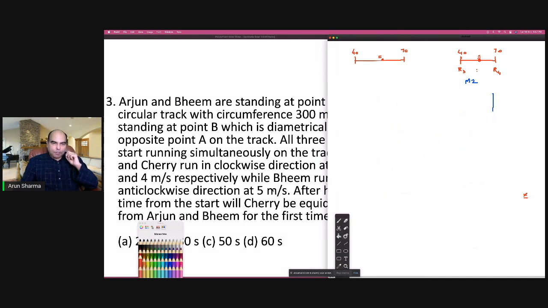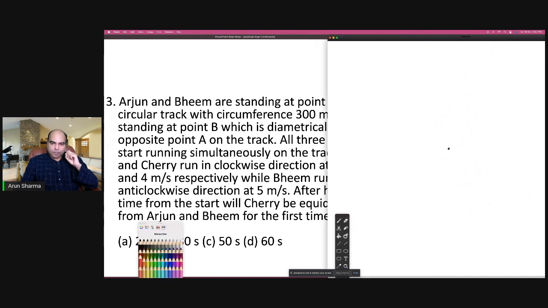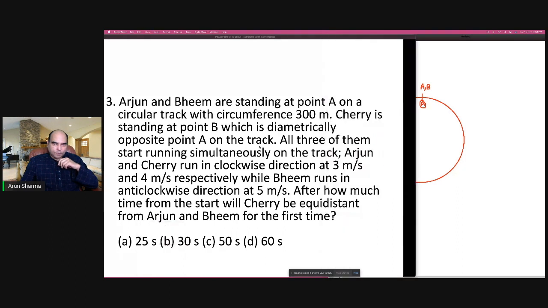Arjun and Bhim are standing at point A on a circular track with circumference 300 meters. So you've got a circular track with circumference 300 meters, and let's say Arjun and Bhim are standing at point A on the circular track of circumference 300 meters.